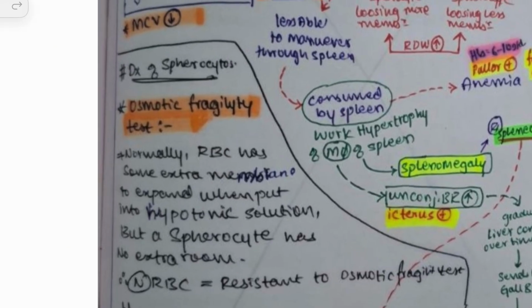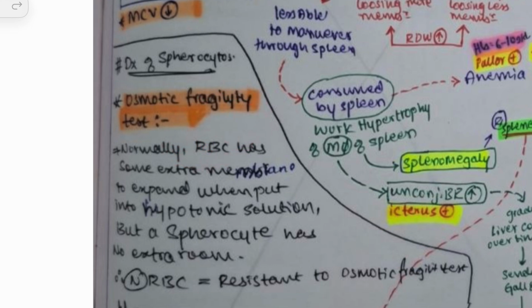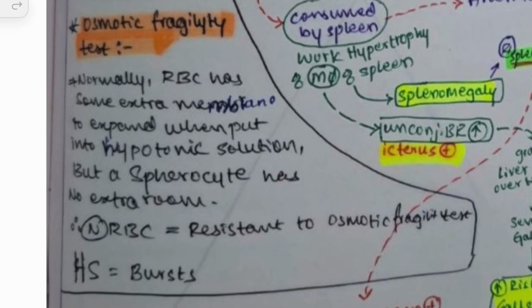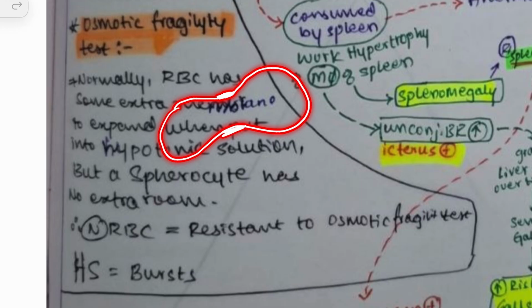How do you diagnose spherocytosis? There is a standard test called the osmotic fragility test. We call it OFT. Normally the RBC has some extra membrane to expand. There is central pallor, right? So this is the extra membrane that is there to expand.